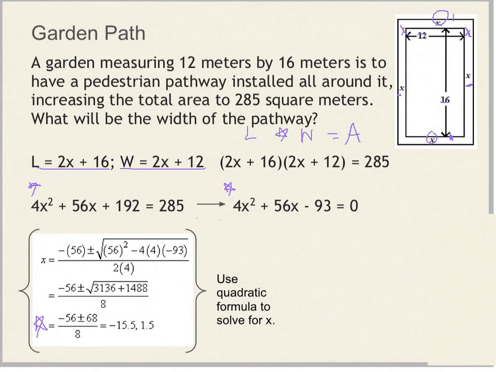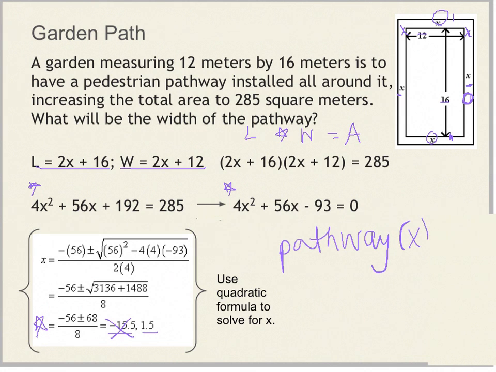And when finding the positive and the negative versions of both of these answers, I find that x equals a negative 15.5 or x equals 1.5. But again, in this real world situation, we know that the width cannot equal a negative answer. We cannot have a negative measurement of this pathway. So the pathway cannot equal a negative 15.5 meters. So the pathway, or x, equals 1.5 meters.